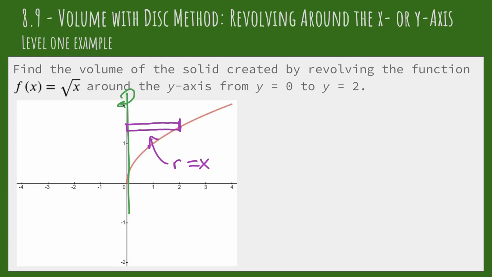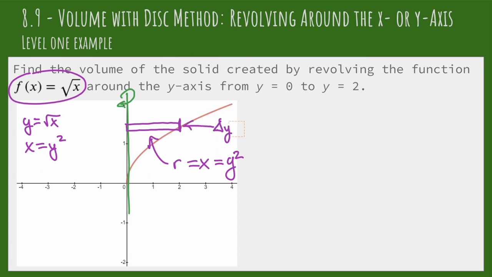And so what we need to know is, what is x here in terms of y? So we're going to take the function y equals the square root of x, solve that for x. So we get x equals y squared. So the radius is going to be y squared. Now, you may be wondering, why do we have to figure out what the radius is in terms of y? Well, if we're revolving around this vertical axis and we're getting horizontal rectangles, that gives us delta y, which turns into dy in our integral. So if our integral is in terms of y, we need our radius in terms of y.